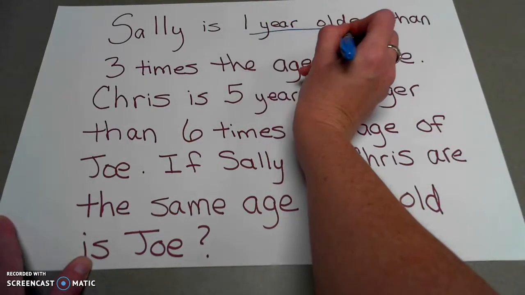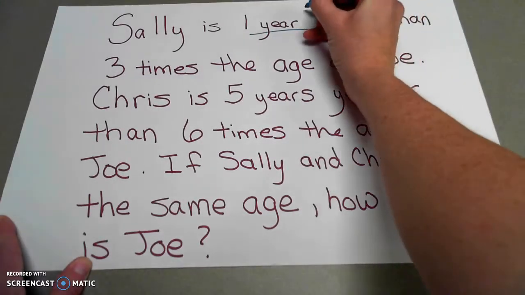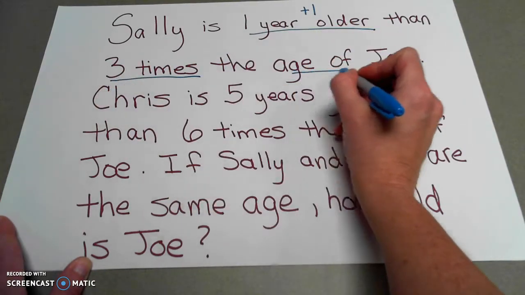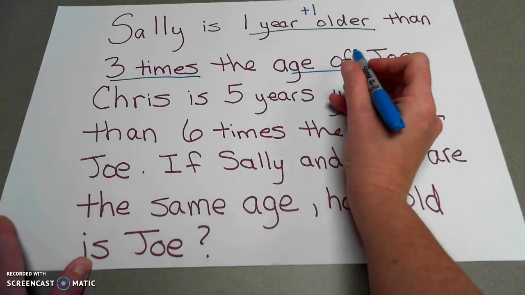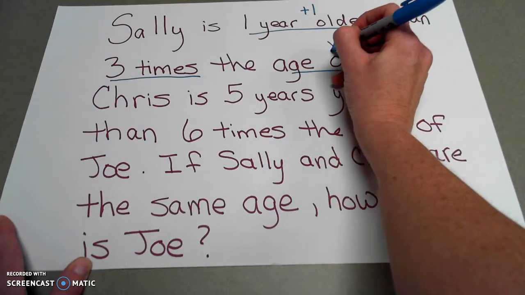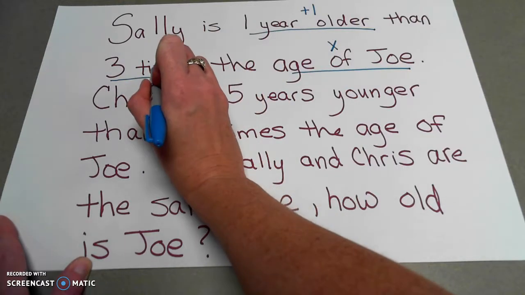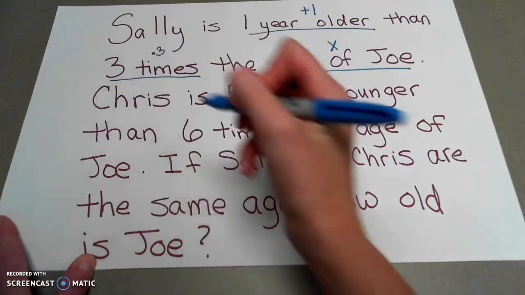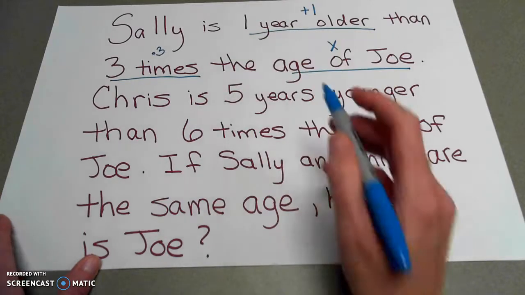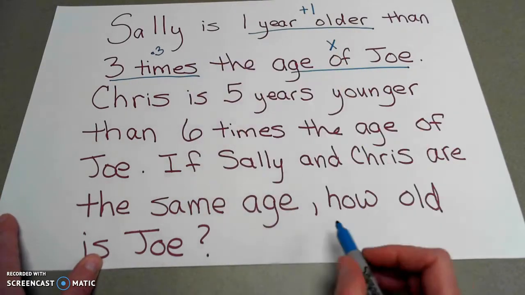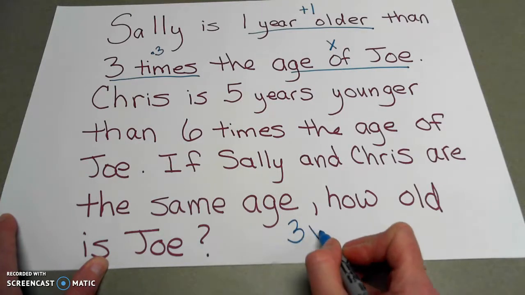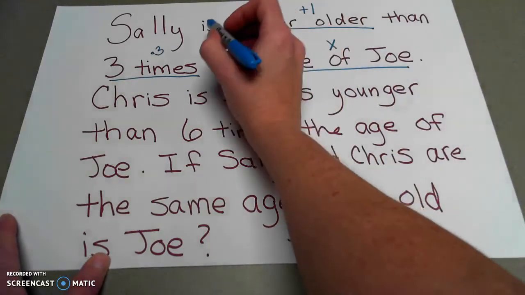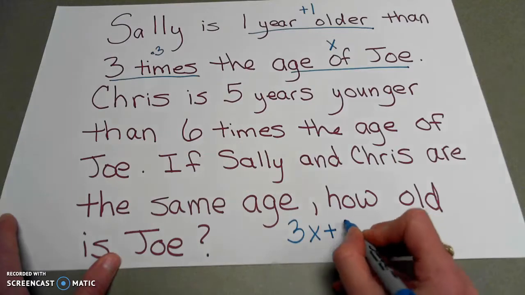Sally is 1 year older than, if I hear older than, that's going to be a plus 1, 3 times the age of Joe. Well, we don't know the age of Joe. That's what we're trying to figure out. So let's make him X. And if you hear 3 times, what operation do you hear? It'd be multiplication. So we're multiplying by 3. So if we write that side of the equation first, we're going to have 3x representing 3 times the age of Joe. And then it's saying Sally is 1 year older, so it's going to be plus 1.